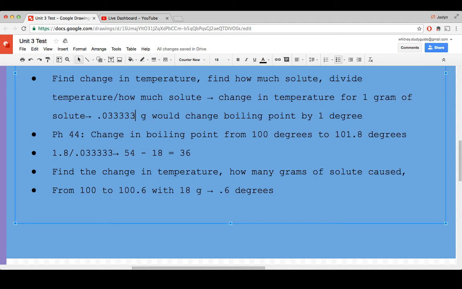So 1 gram would actually change it by that number that I was saying, and I should have caught that mistake. I'm so sorry for that mistake.